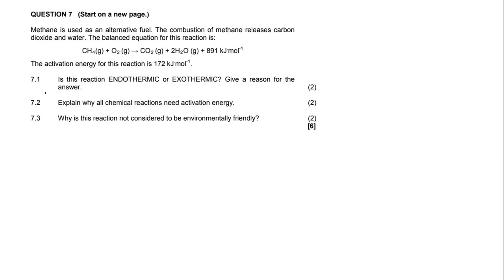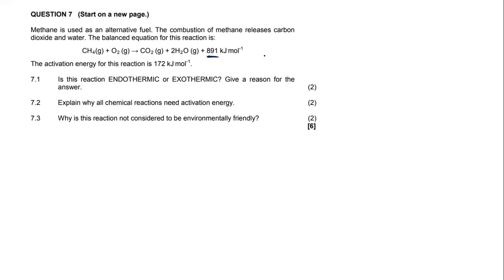Now, 7.1, it says to us, is the reaction endothermic or exothermic? Give a reason for the answer. So, in order for us to see whether this reaction is endo or exo, we need to judge by the energy which is provided to us. The energy that is going to help us to judge is this energy over here, which is represented as your product. Each and every time, we are also going to give a reason why we choose endo or exo. So now this is what I want you to know.